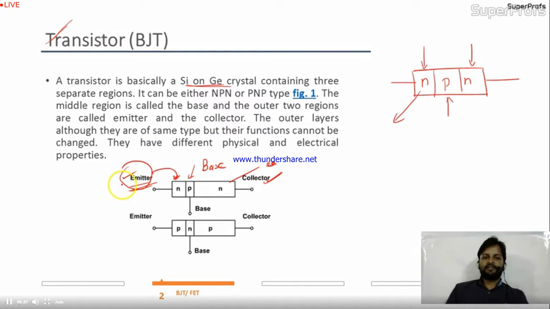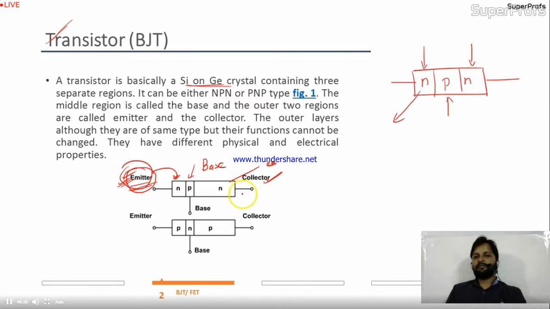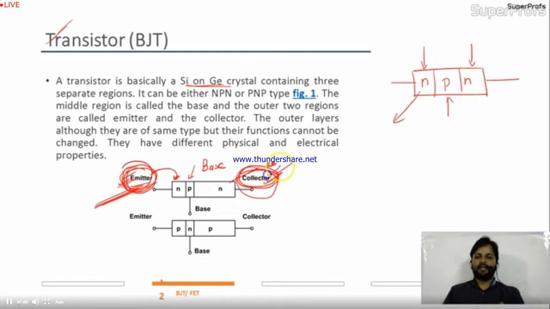What is the function of the emitter? The function of the emitter is to emit electrons or holes into the base region, but basically into the collector region. The base will be an obstacle in between, right? As the name suggests, the emitter has to emit the electrons or holes into the circuit, or into the device, or into the collector part, right? What is the function of the collector? The function of the collector, by the name itself, is to collect the electrons or holes coming from the emitter, right?